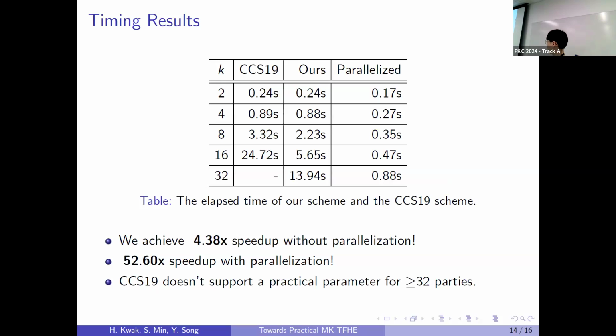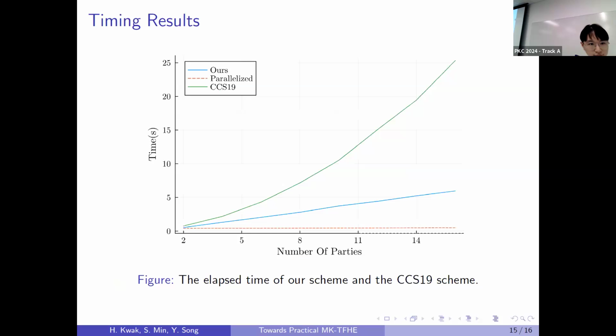So these are the timing results. As you can see, we achieve a 4.4 times speedup without parallelization and a 52.6 times speedup with parallelization for 16 parties. And in CCS19, they don't even have a practical parameter for 32 parties due to the slow performance of the quadratic complexity algorithm. So if you see the graph, the difference is more clear.